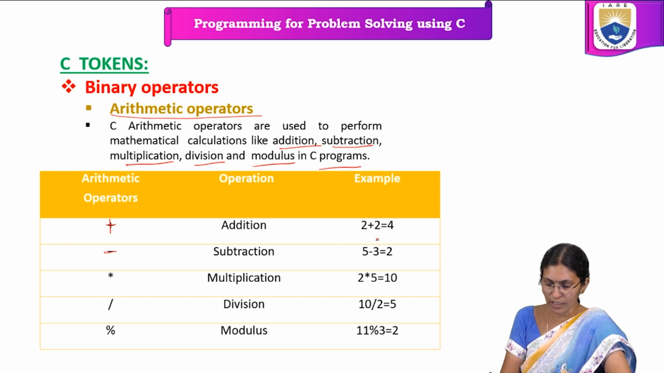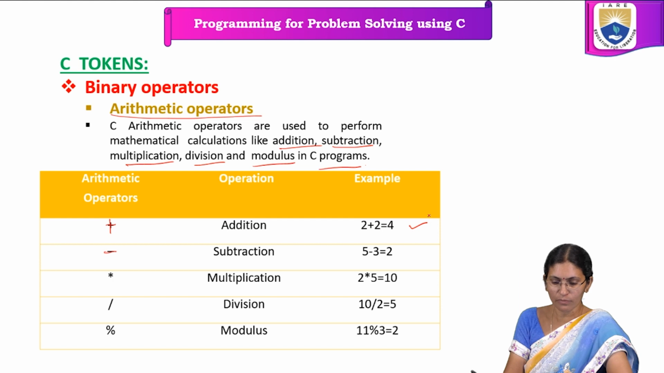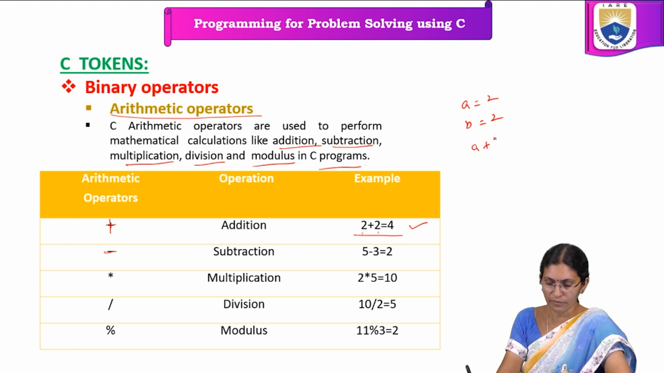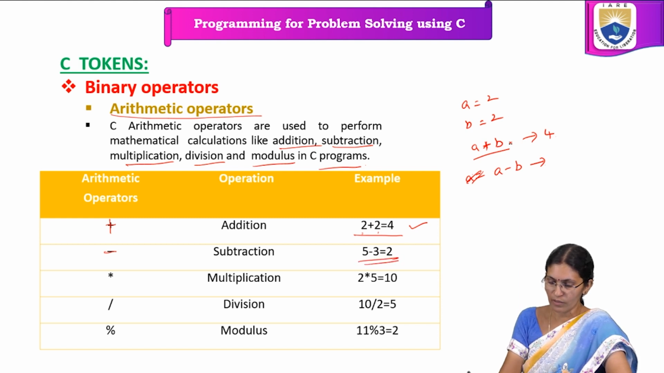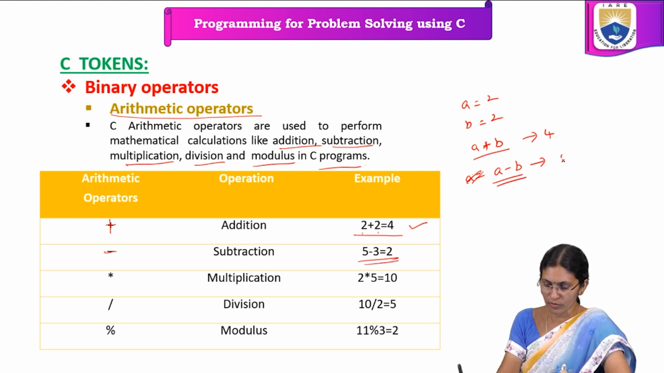Let us understand this with the help of an example. Arithmetic operators perform arithmetic operations. For example, if there are two variables, a equal to 2 and b also equal to 2, and we do a plus b, the output will be 4. Similarly, to subtract two values we have a minus b. If a is equal to 5 and b is equal to 3, then 5 minus 3, 2 will be the answer.